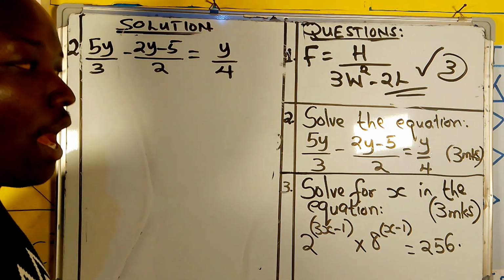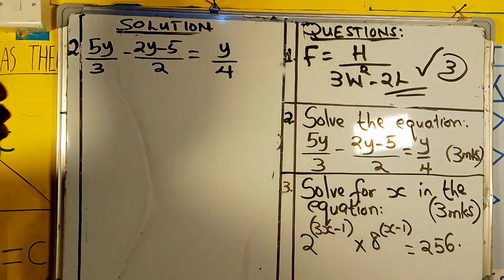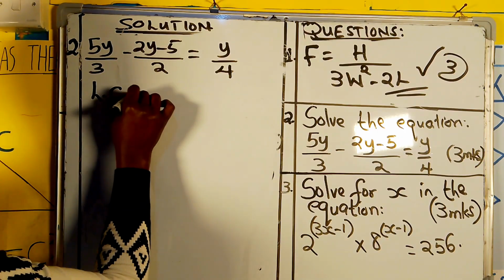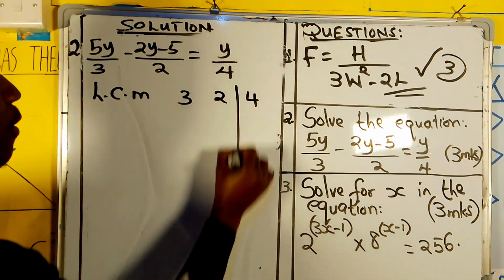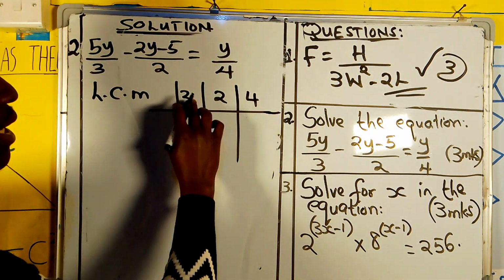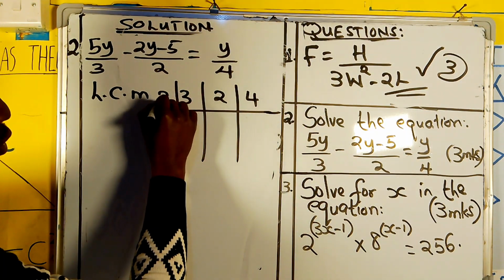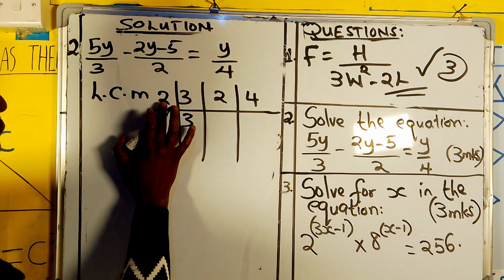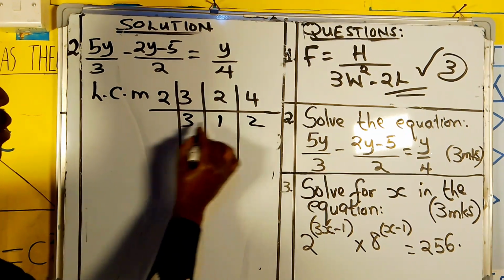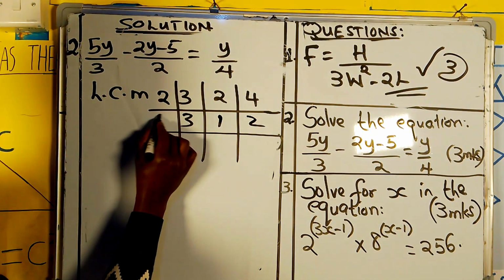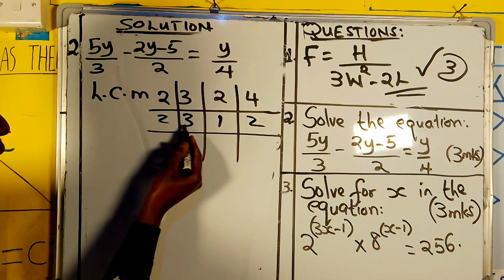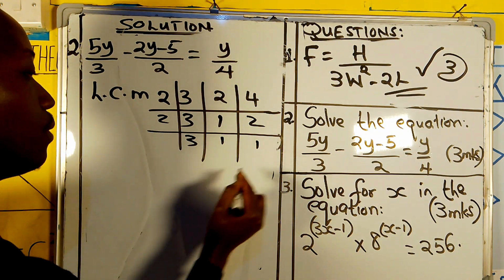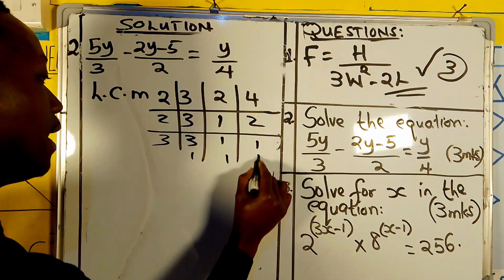The easiest way I would recommend in this case is to determine the LCM of 3, 2, and 4. We take 3, 2, and 4, and start with 2, which is the least common multiple of some of them. Since 3 is not a multiple of 2, 3 will remain as 3. 2 divided by 2 is 1. 4 divided by 2 is 2. Then we take 2 again, because we have 2 here. 3 is not a multiple of 2, so it remains 3. 1 stays 1, and 2 divided by 2 is 1. This row will be 3, 1, 1, and 1.